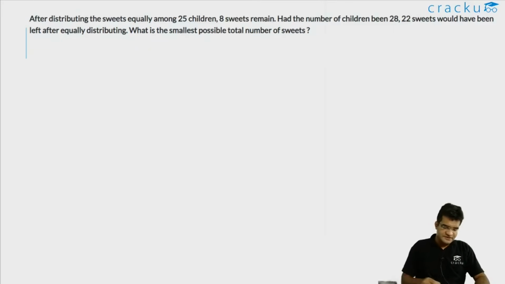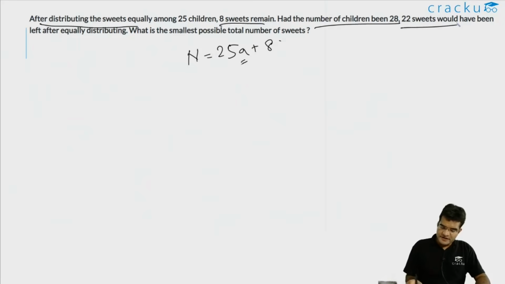In this question, it is given that after distributing the sweets equally amongst 25 children, 8 sweets remain. So let us assume that the total number of sweets is n. Now n is of the form 25a plus 8 for some natural number a. Had the number of children been 28, 22 sweets would have remained.